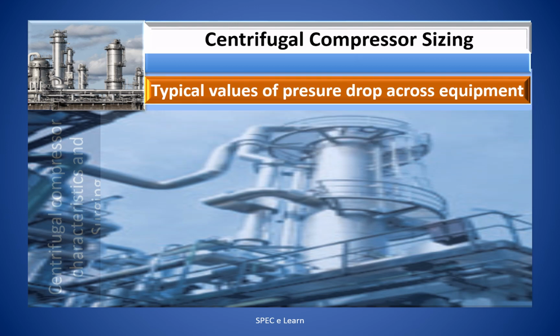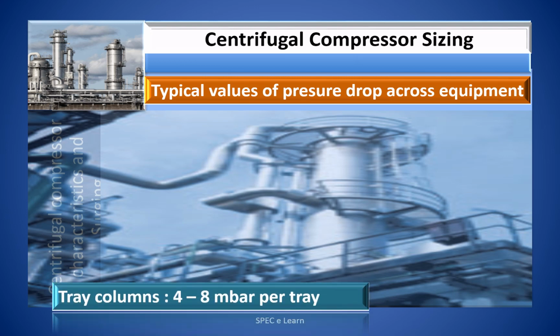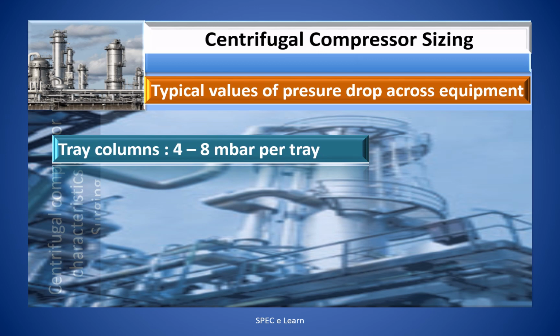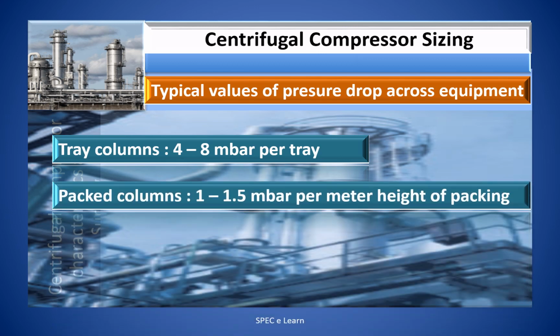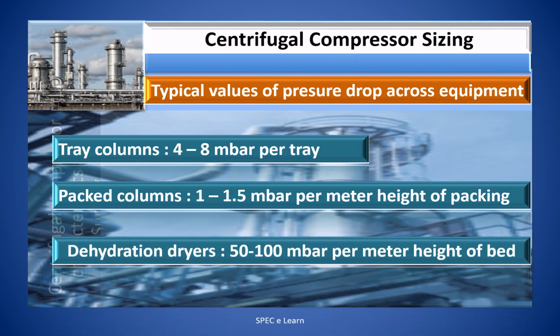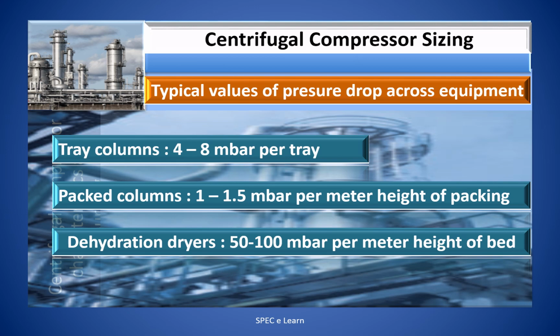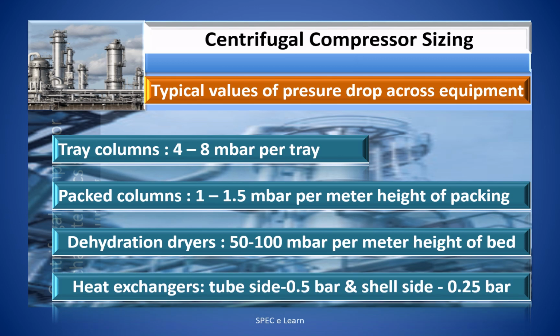Typical values of pressure drop across process equipment are listed here for reference. Tray columns: 4 to 8 millibar per tray. Packed columns: 1 to 1.5 millibar per meter height of packing. Dehydration dryers: 50 to 100 millibar per meter height of bed. Heat exchangers: tube side 0.5 bar, shell side 0.25 bar.